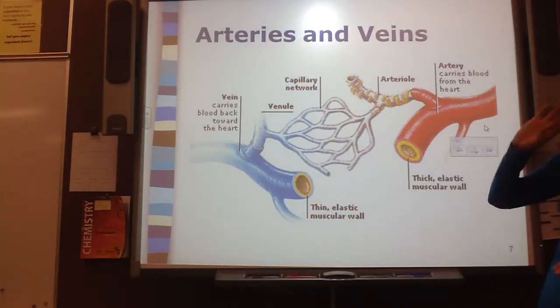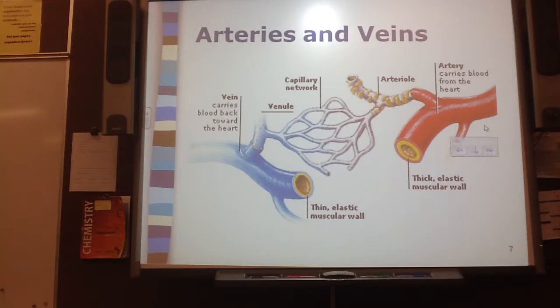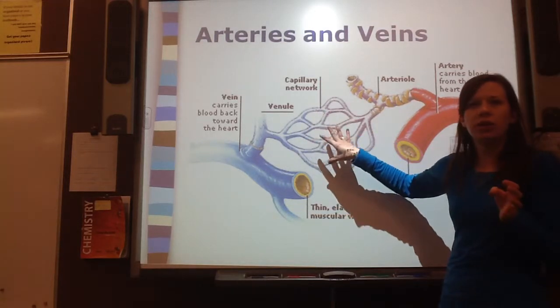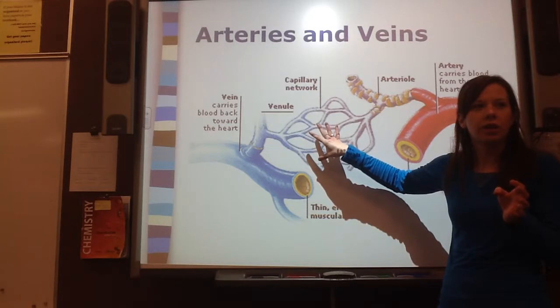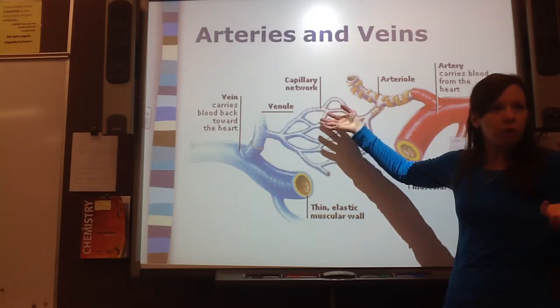And so why do you think one is represented often as blue and one is red? Go ahead, Connor. Because the red one usually has oxygen in it, the blue one doesn't. Yeah, so what happens here that there's no oxygen left over? It's exchanged with the cells. It's exchanged with some form of cell, yeah.